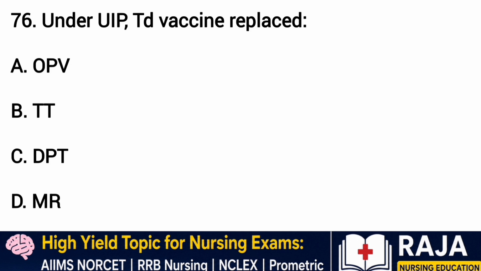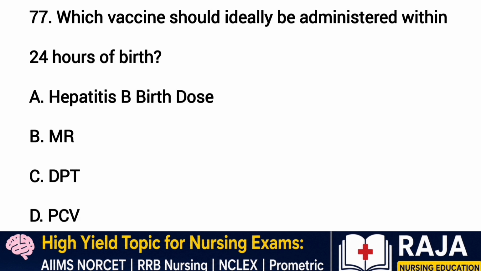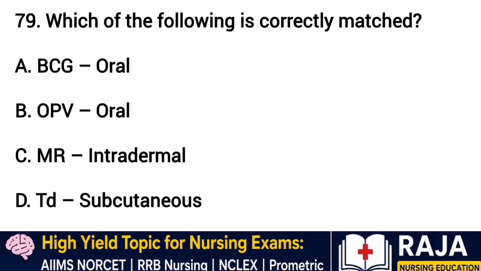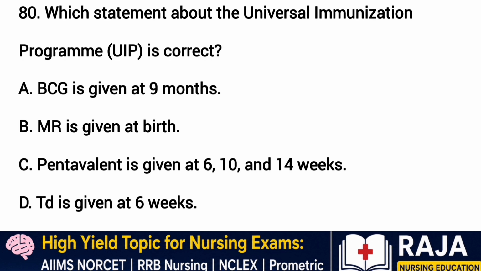Under UIP, TD vaccine replaced? The answer is B. TT vaccine. Which vaccine should ideally be administered within 24 hours of birth? The answer is A. Hepatitis B birth dose. The second booster against diphtheria, pertussis and tetanus is given at? The answer is B. 5 to 6 years. Which of the following is correctly matched? The answer is OPV oral. Which statement about the Universal Immunization Program is correct? The answer is C.